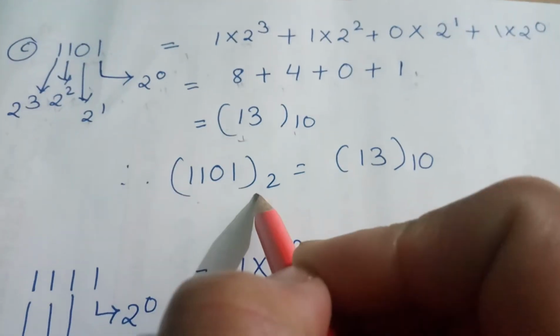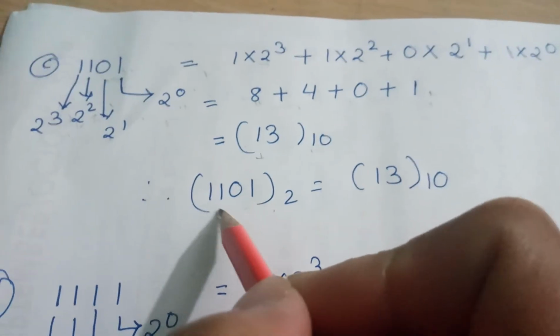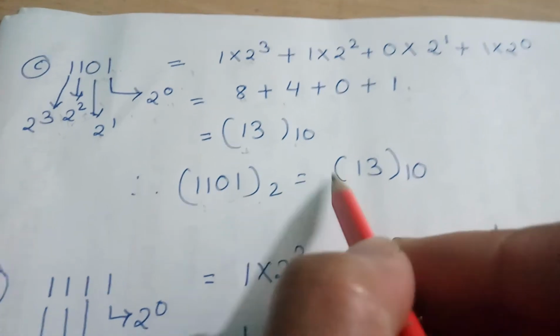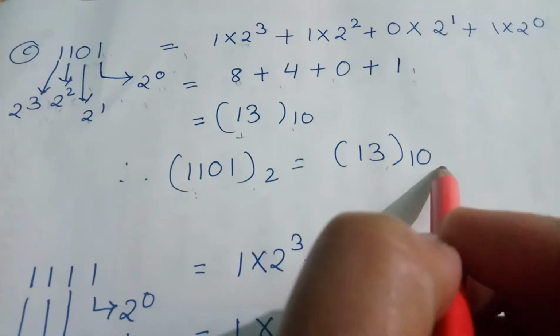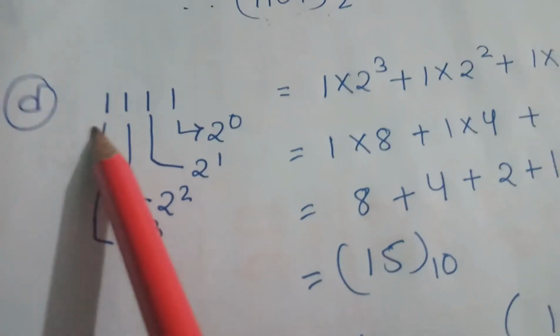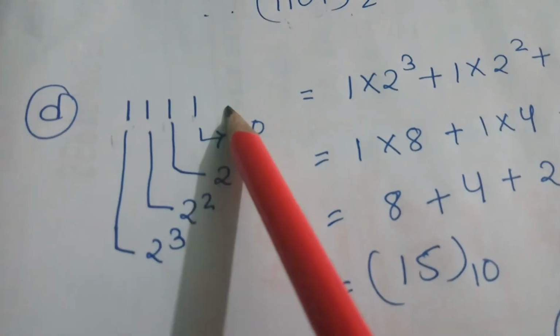So now we can write, therefore, in binary number system 1101 can be written as 13 in decimal number system. So now next, this is the number 1111.